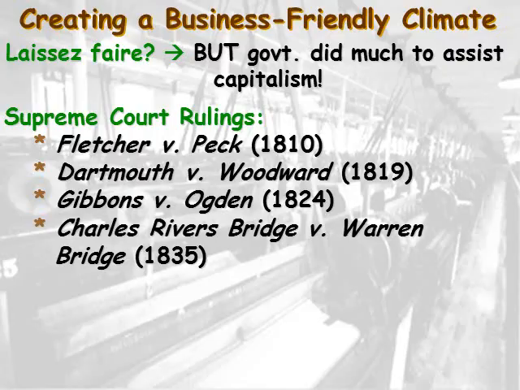Charles River Bridge has to do with monopolies over bridges, for trading. And the Charles River Bridge case said that building a second bridge over the Charles River didn't infringe upon the charter of the first bridge. Gibbons versus Ogden had to do with whether New York had given a monopoly to one steamboat company, and the Supreme Court said they did. They knocked that monopoly down. So again, both the Charles River Bridge case and Gibbons versus Ogden are encouraging business competition, which is a major part of a market economy.